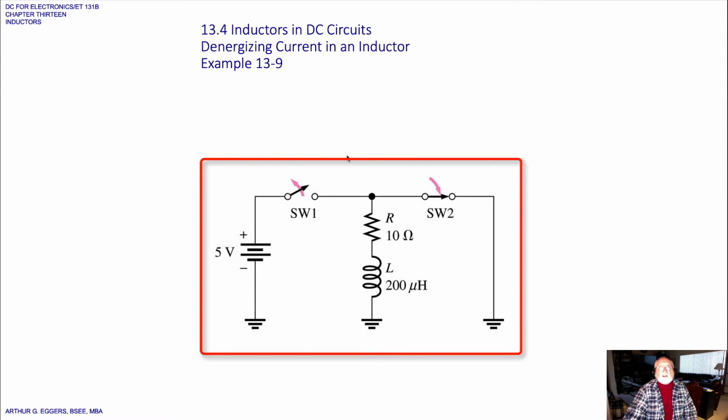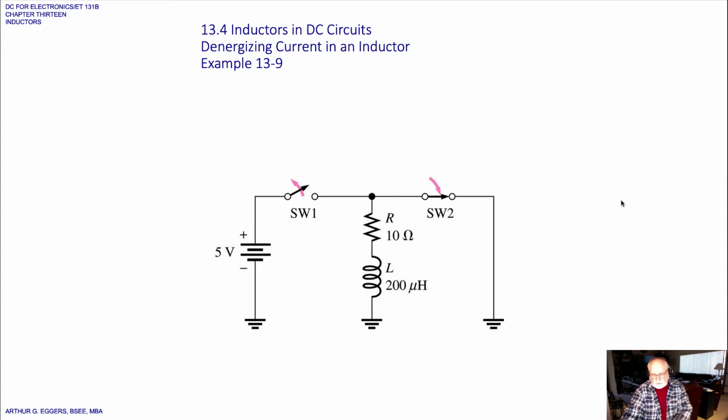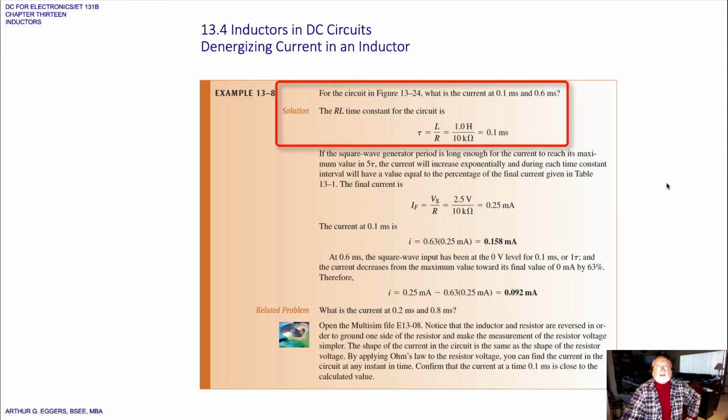We can see here in this example, we've got a dual switch operation, where we've got switch 1, switch 2, switch 1 open, switch 2 closed, a 5-volt source, and a resistor and an inductor circuit. Let's look at an example. For the circuit shown, what is the current at 1/10 of a millisecond and at 6/10 of a millisecond?